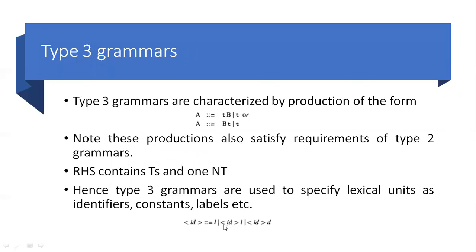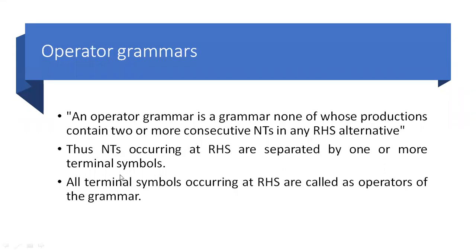Is there any consecutive non-terminals? No. This L is terminal, this D is terminal. ID is non-terminal because it is given in triangular brackets. So all entities occurring at RHS are separated by 1 or more terminal symbols. Now here you can see that all terminal symbols occurring at RHS are called operators of the grammar. I hope you understood operator grammar. Name itself indicates that operators are given by the OG, operator grammar. So operators like plus, minus, divide, multiply, raise to are taken care of by the operator grammar.